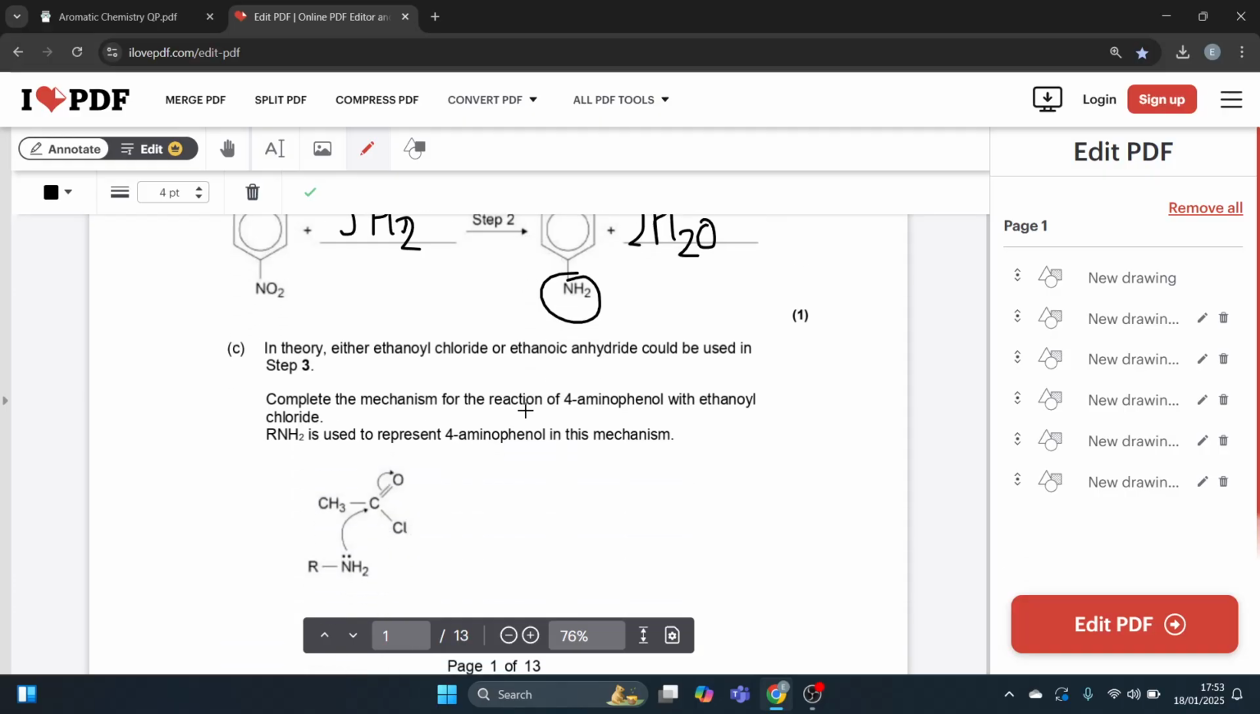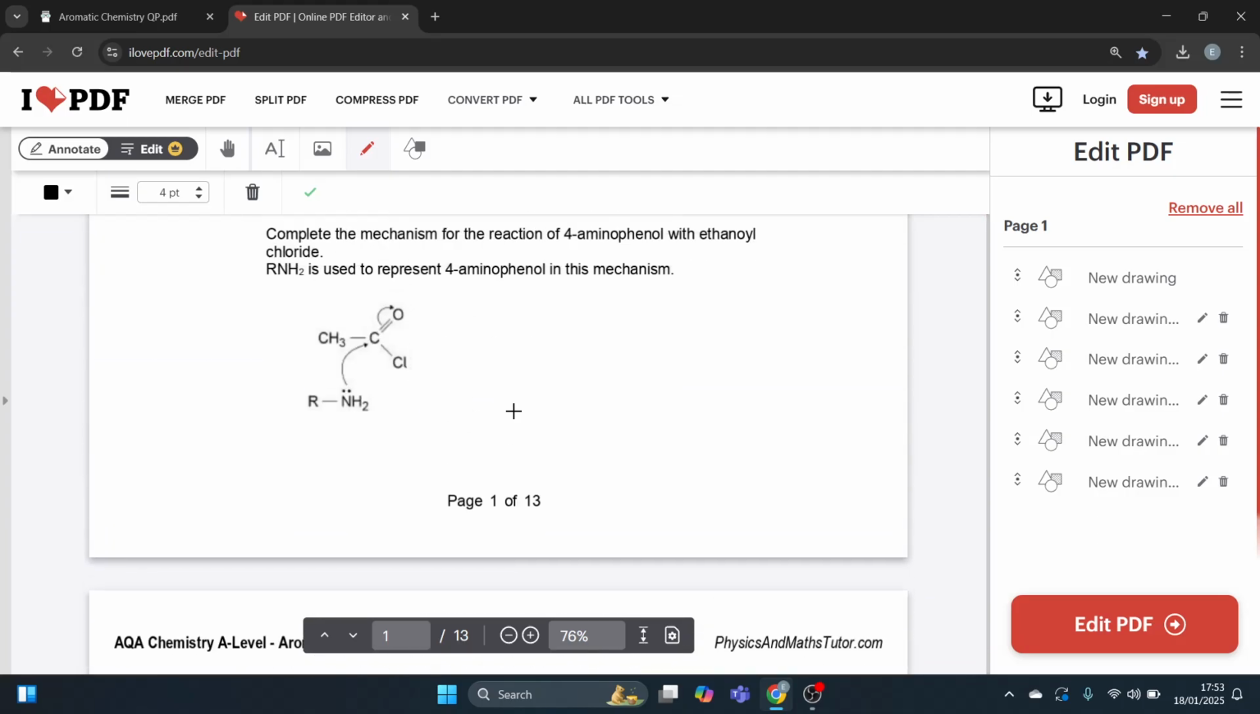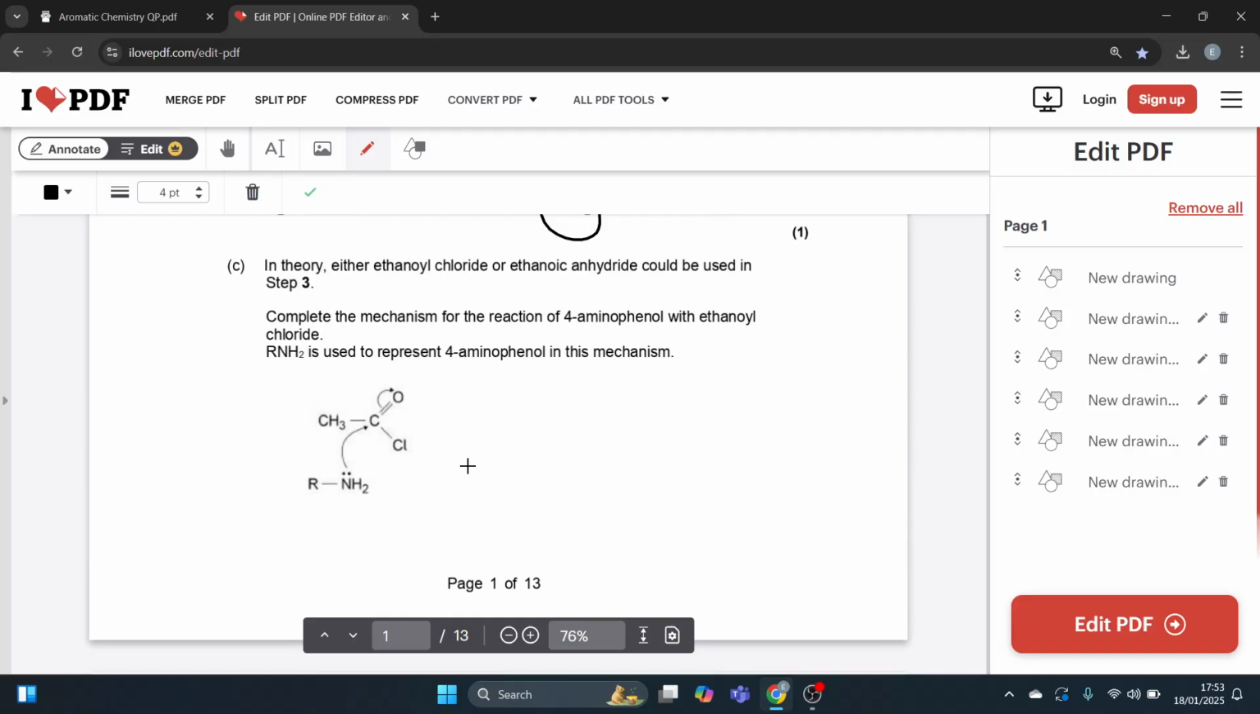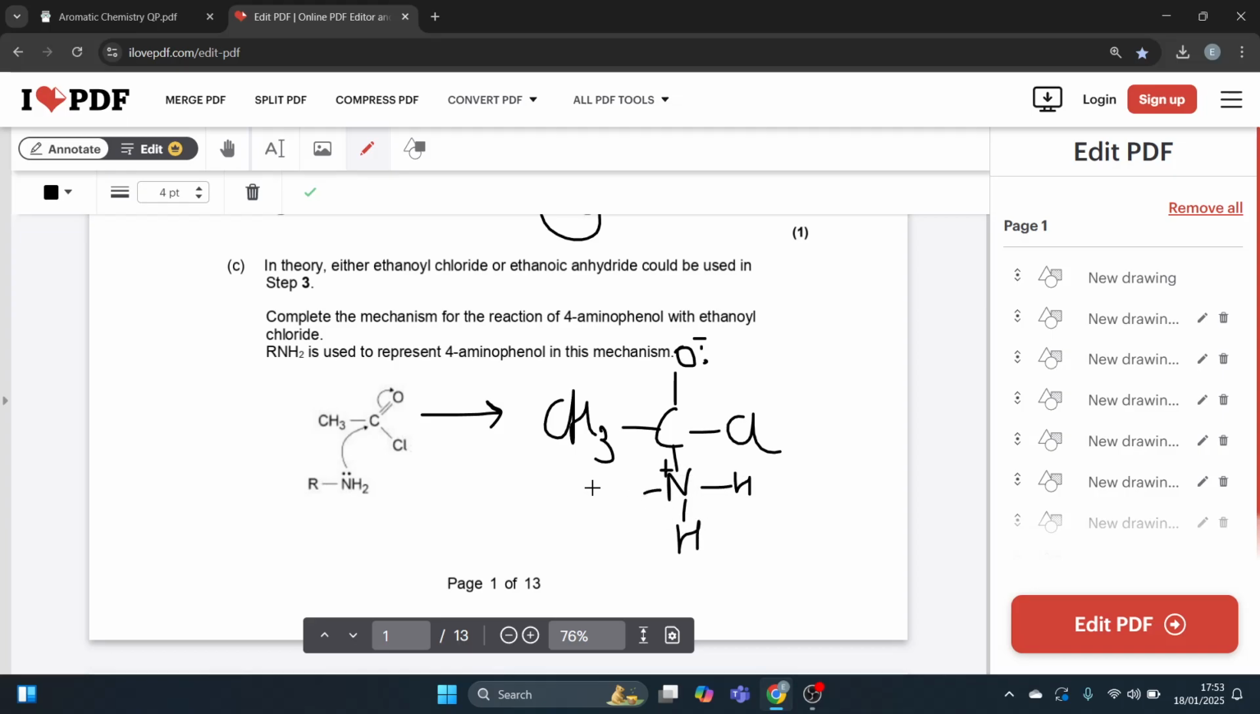Okay. In theory, either ethanoyl chloride or ethanoic anhydride could be used in step 3. Complete the mechanism. Again, another nice mechanism question. So I've got CH3C, oxygen is going to be here with the lone pair of electrons and a negative charge, because you can clearly see the curly arrow goes to the oxygen. I also have Cl, and I've also got the NH2R group, so the nitrogen is positive NH2 and the R group.